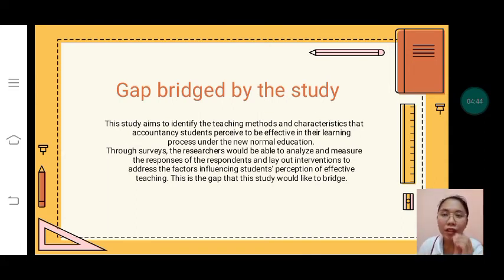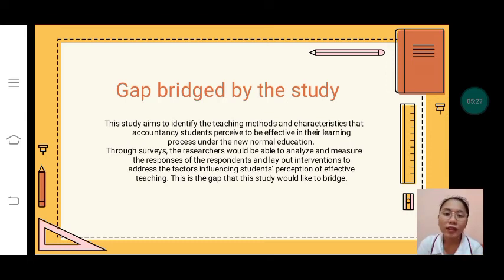So now we are going to discuss the gap bridged by the study. In the previous literature review section, we have already talked about how a lot of studies have investigated effective teaching methods and characteristics as perceived by students. However, there are only a few of them which examine accountancy students' perception with regards to the effective teaching methods and also the lecturer characteristics which a lecturer must possess in order to facilitate effective learning in the new normal setup.